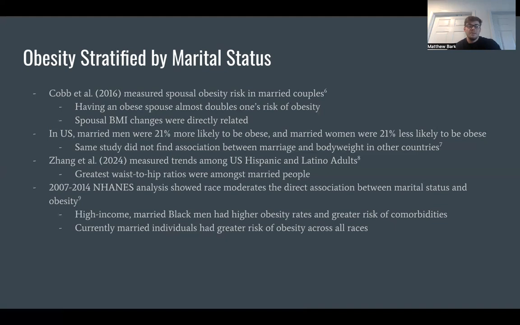One past analysis looking at the data from the National Health and Nutrition Examination Survey revealed that the greatest obesity rates were among high-income married Black men. This means that the high income, the married, and the Black racial group are all top risk factors for obesity based on this analysis.